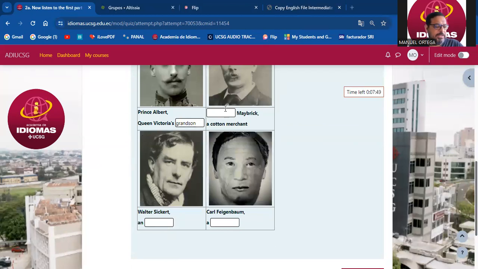So Walter Sickert, what is the profession of him? Artist. Excellent, artist.